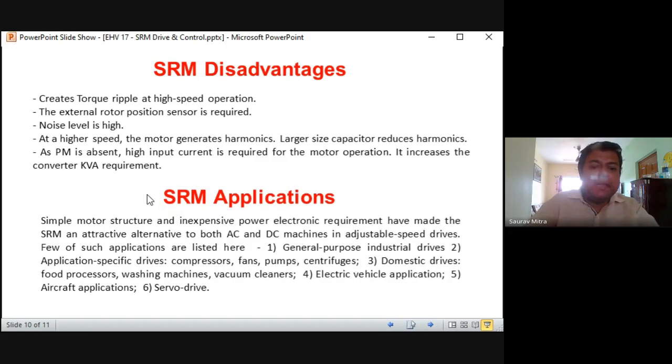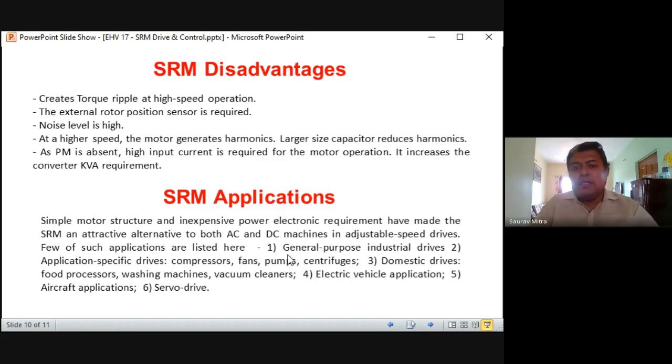And what are the applications? Applications you are finding: general purpose industrial drives, and application specific drives like compressors, fans, pumps, centrifuges, domestic drives, food processors, washing machines, vacuum cleaners, electric vehicle operation, aircraft applications, servo devices, etc.